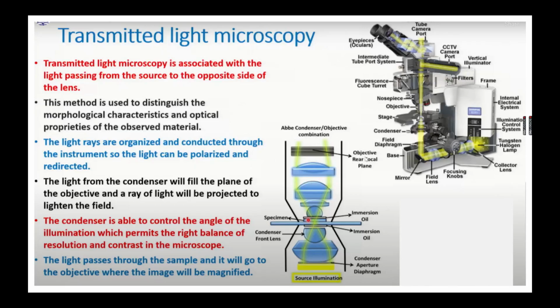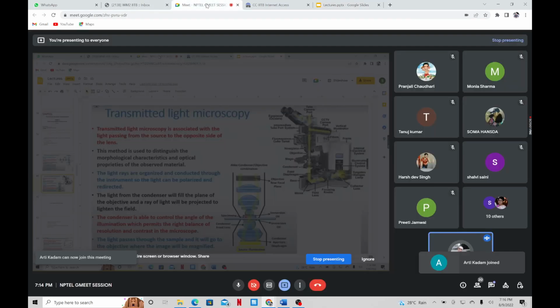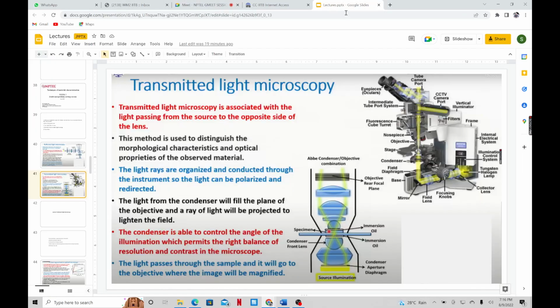And here we have the objective rear focal plane. So this is our specimen, right, and this is our source. And here you can see the specimen is in between.